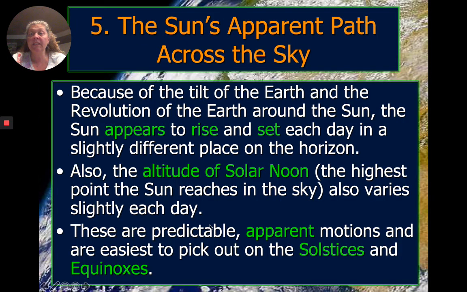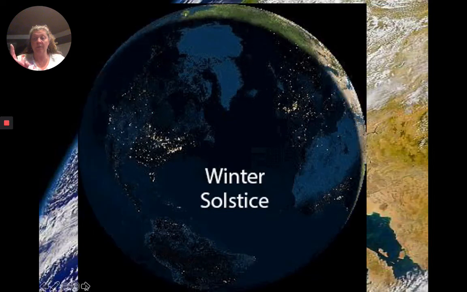And finally, and this is the tough one, the sun's apparent path across the sky. The sun's apparent path across the sky is where the sun rises and sets. Now, the sun rises in the east and sets in the west. It doesn't rise due east and set due west every day. It only does it twice, 2 days a year, okay? The altitude of solar noon, how high the sun is in the sky, also changes. But we know that the path of the sun moves across the sky because of Earth's rotation, okay?